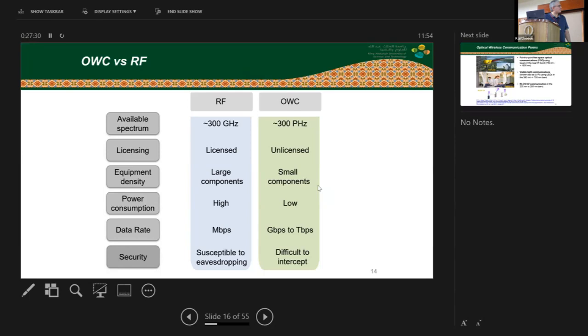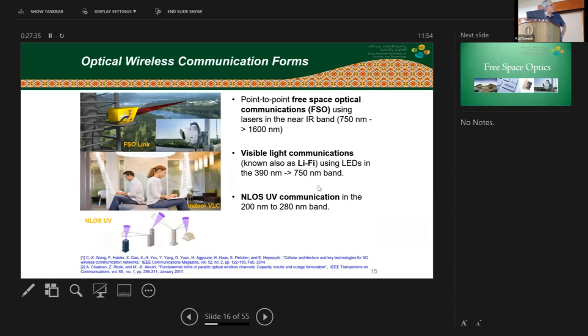So these are the three families of optical wireless communications that have been investigated so far. Free space optics, this is the near infrared band, and it's typically for point-to-point backhaul applications. Then you have VLC, the visible part of the spectrum. This is when you take advantage of LEDs in indoor environments, typically to piggyback communication on illumination. So that's not something we'll be talking about today.